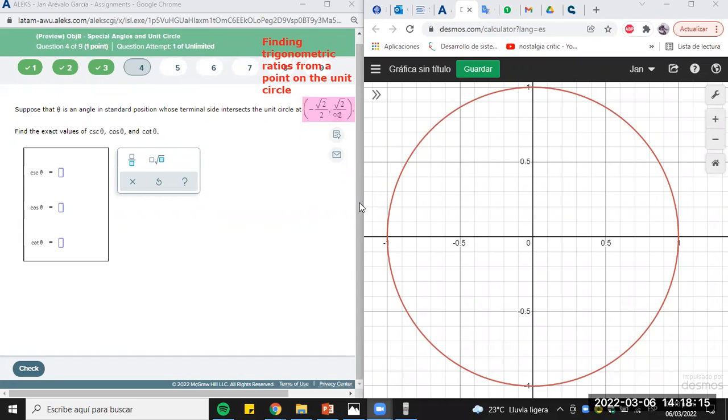So we're given coordinates that I'm going to locate here in the Cartesian plane. This is the point we're given. And of course, this is a triangle, right? We always use triangles in these problems. And since this is a unit circle, we know that the hypotenuse is 1. Now, we know that we have the x part and the y part.